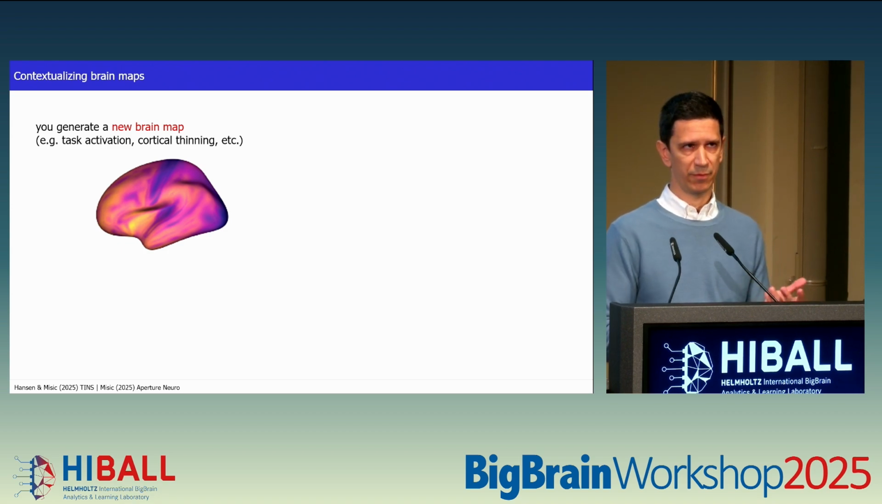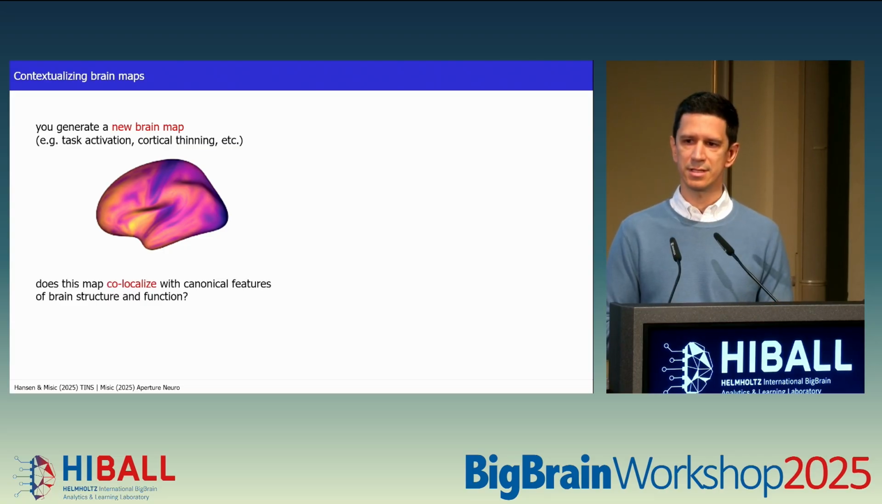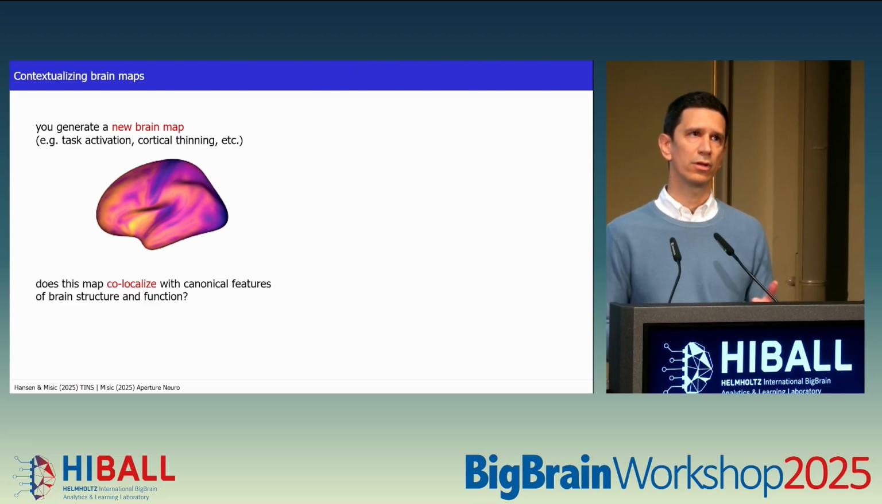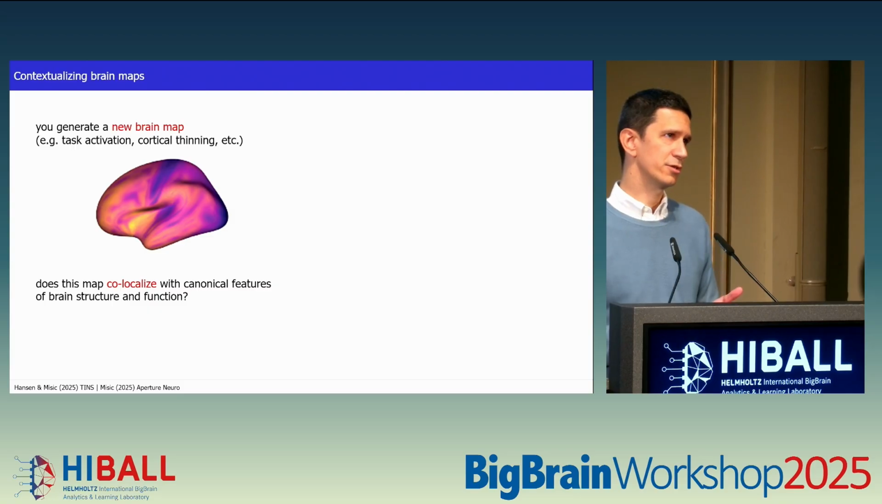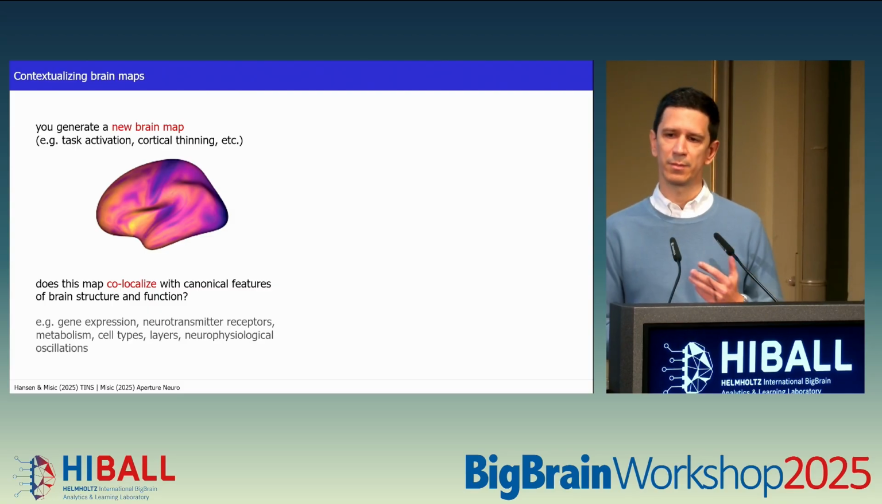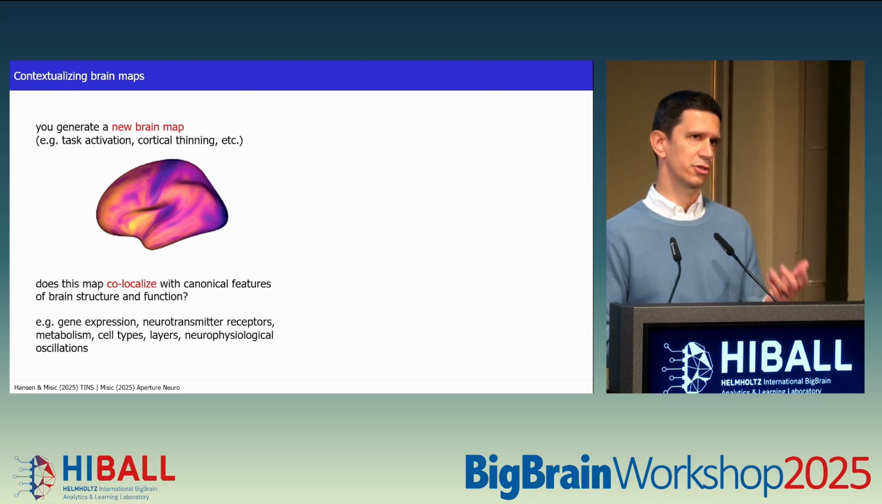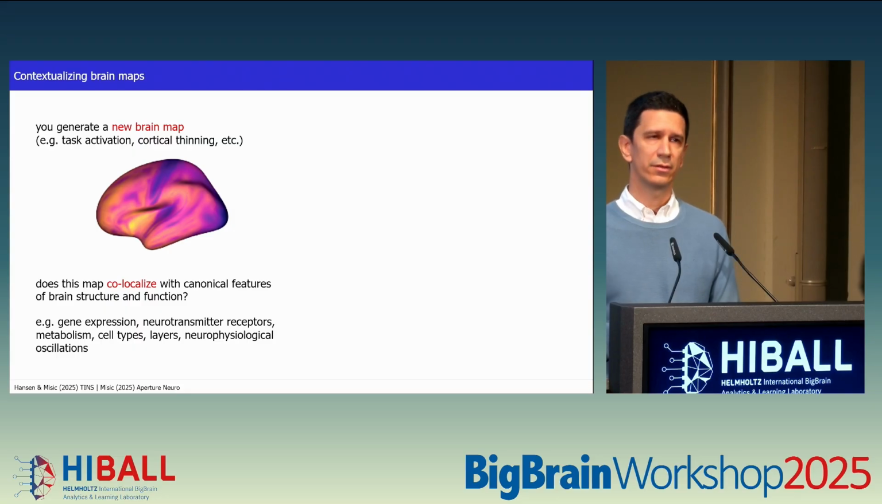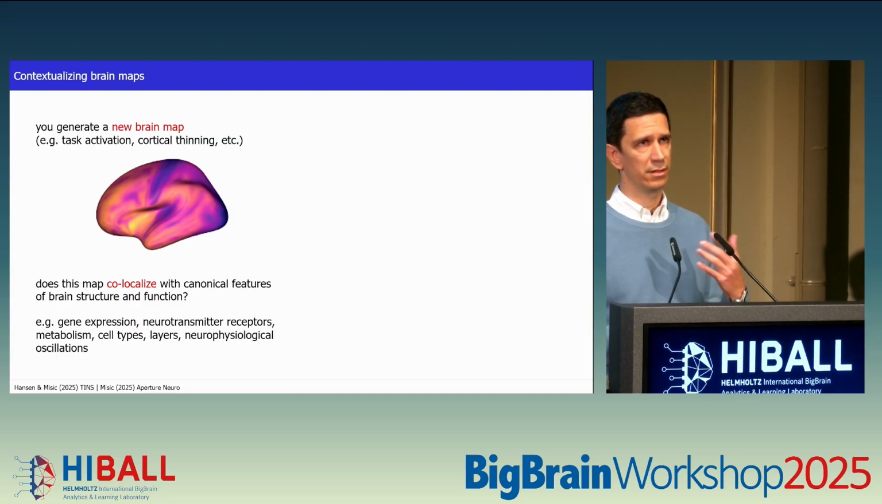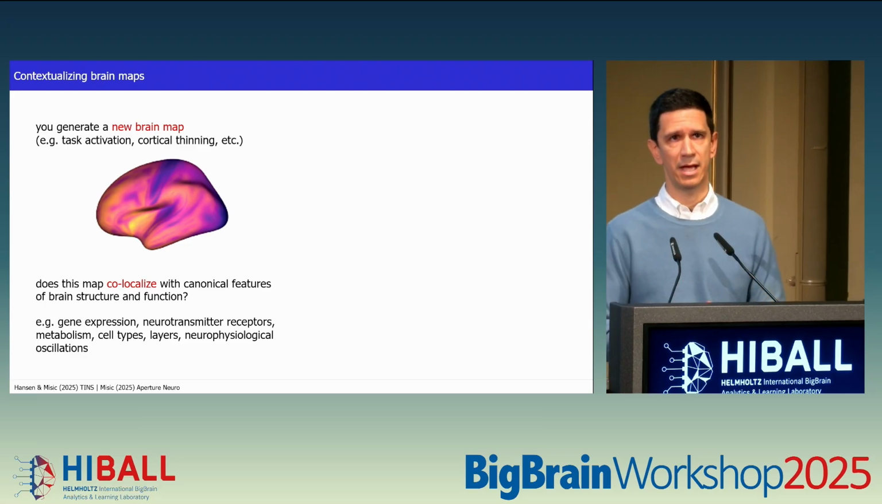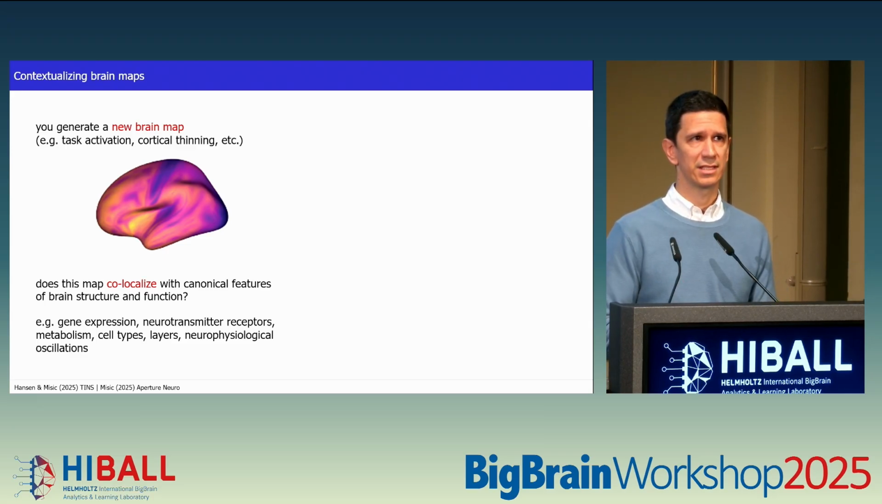But when you have a map in front of you, it naturally draws you to wonder, what does this map look like? Does it co-localize with other canonical features of brain structure and function? And what I mean by that is, does it look like patterns of gene expression, neurotransmitter receptors, and so on? The reason you want to know this is you want to have some idea of what the underlying mechanisms are that gave rise to that map, but then also what should be some of your follow-up experiments.